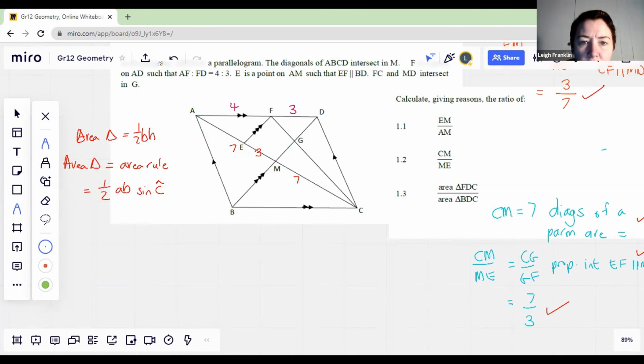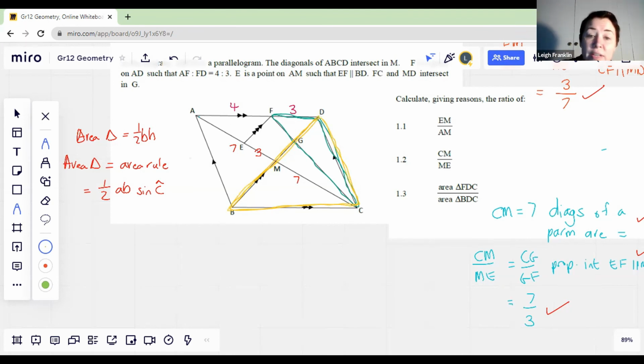So FDC is this triangle over here. Sorry, guys, I haven't really drawn that very well, have I? FDC. And let's do the other triangle in a different color just to make it pop out. Let's try yellow. BDC is this triangle over here.